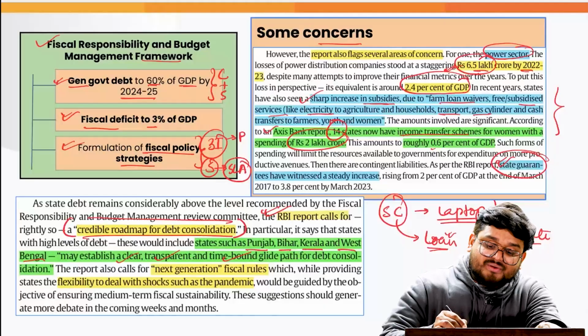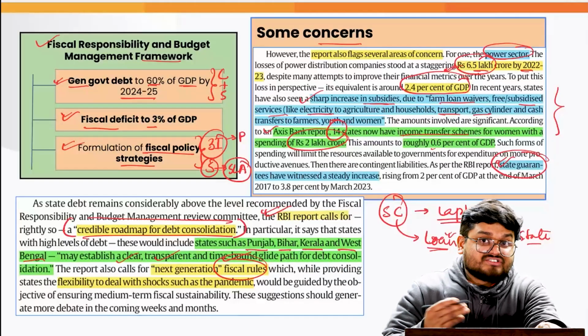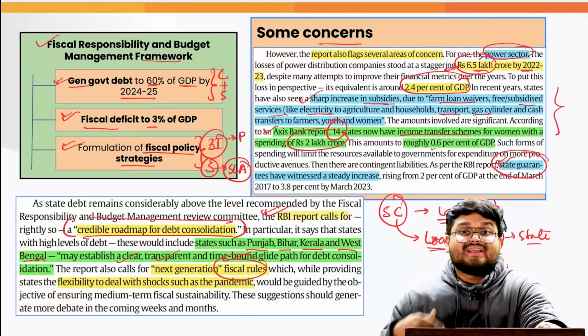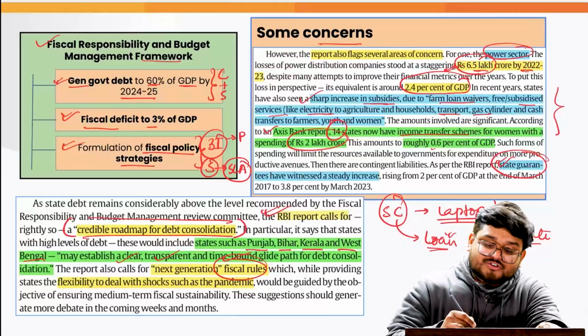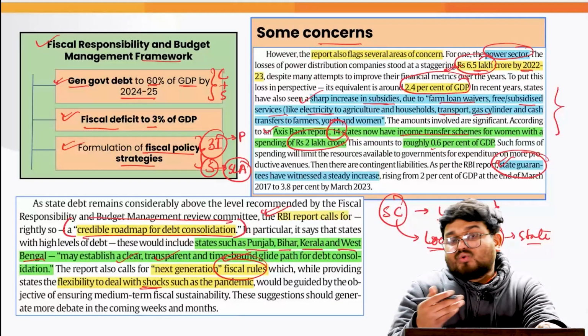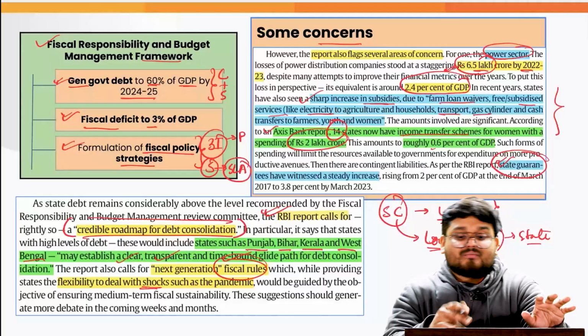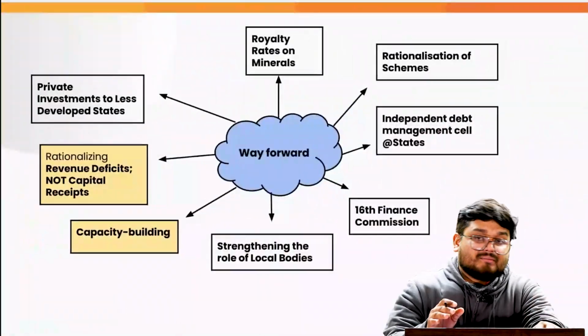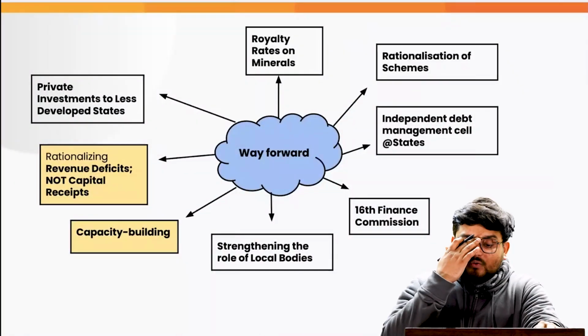Also, states must be amending their fiscal rules, changing their fiscal rules to become more and more in sync with the ongoing shocks that the economy is prone to. Right? For example, pandemics, stock market crashes, and various other macroeconomic crashes. So what is the way forward?